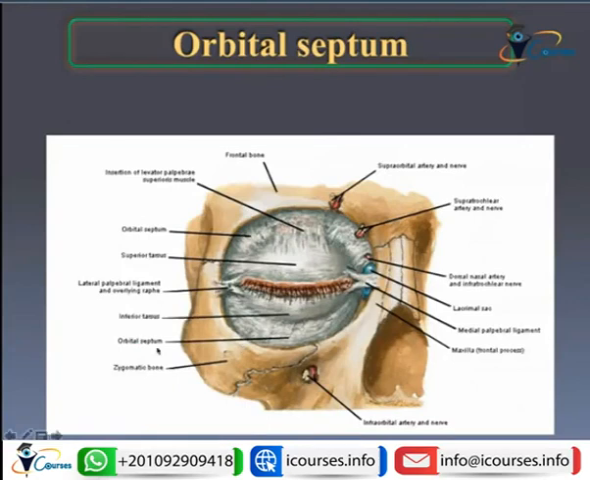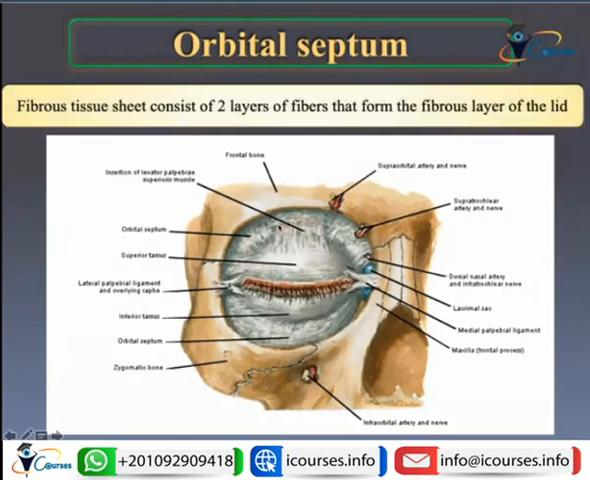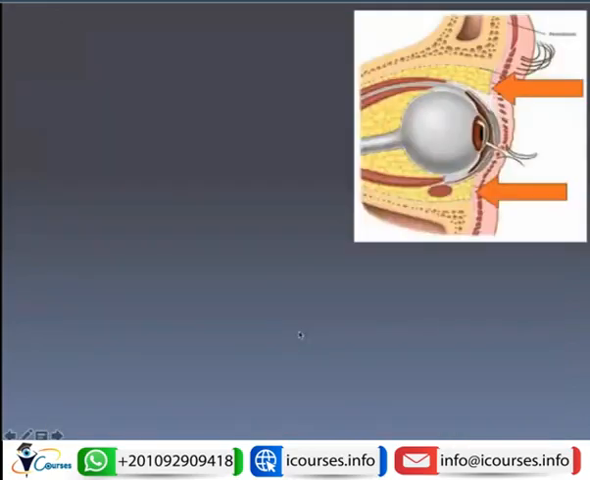Then we have an important barrier that is closing the orbital opening and present in the eyelids. It is called the orbital septum. The orbital septum is a fibrous sheet that forms the fibrous layer of the eyelid. So all this whitish area is called the orbital septum.